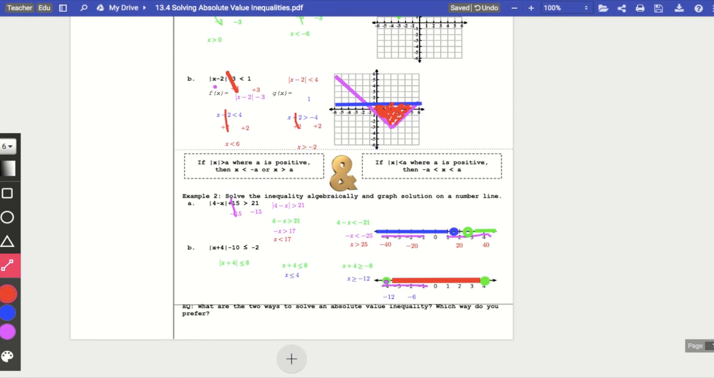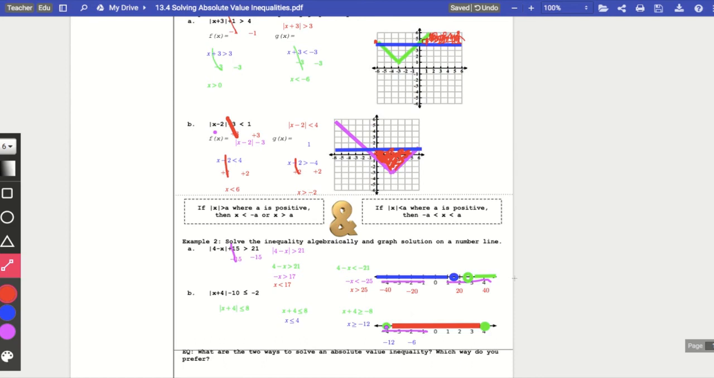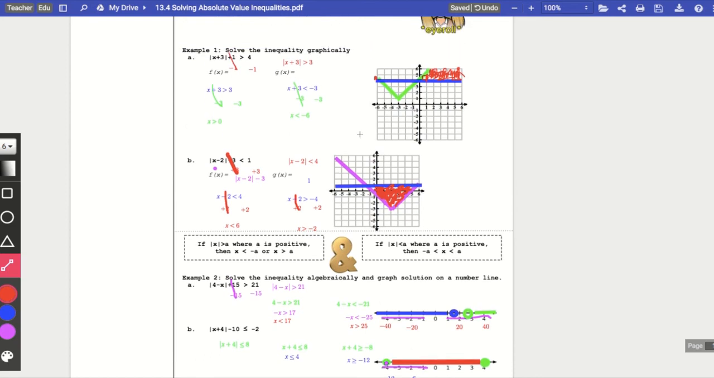All right, so now hopefully you can answer what are the 2 ways you can solve an absolute value inequality. We went over 2 of them. I prefer the number line, but go ahead. But the graph one's pretty cool too.